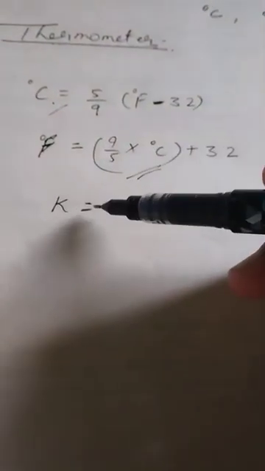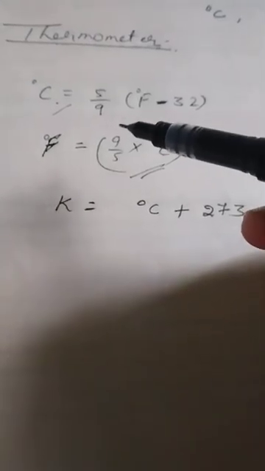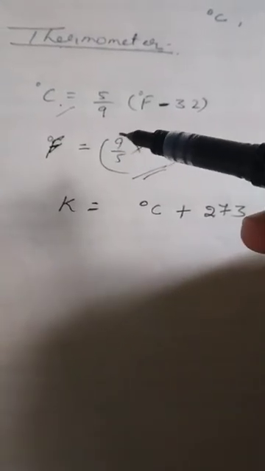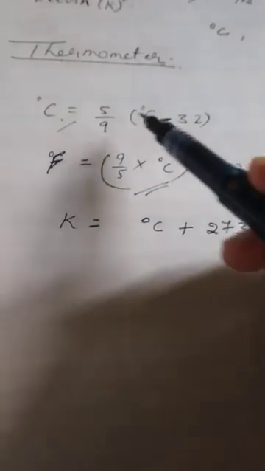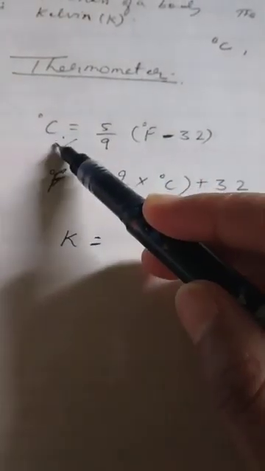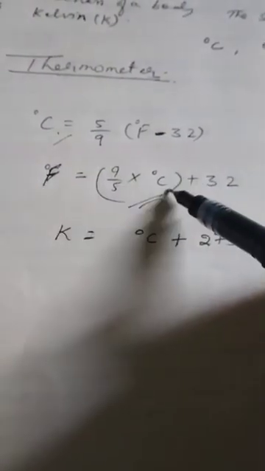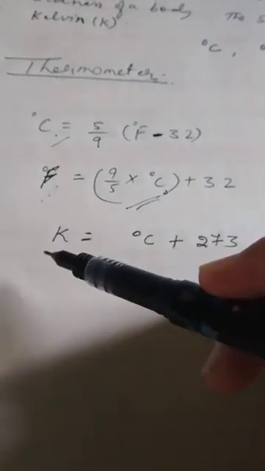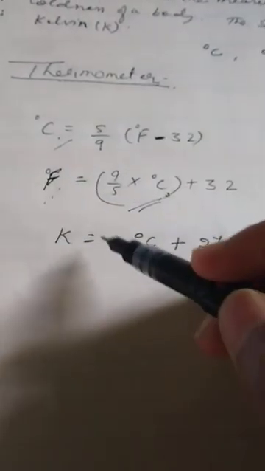So if the value on one temperature scale is known, then we can calculate the temperature on the other scale. It means if it is given in degrees Fahrenheit, we can calculate degrees Celsius. If it is given in degrees Celsius, we can convert it into Fahrenheit, or Celsius to Kelvin, Kelvin to Celsius, by using these formulas.